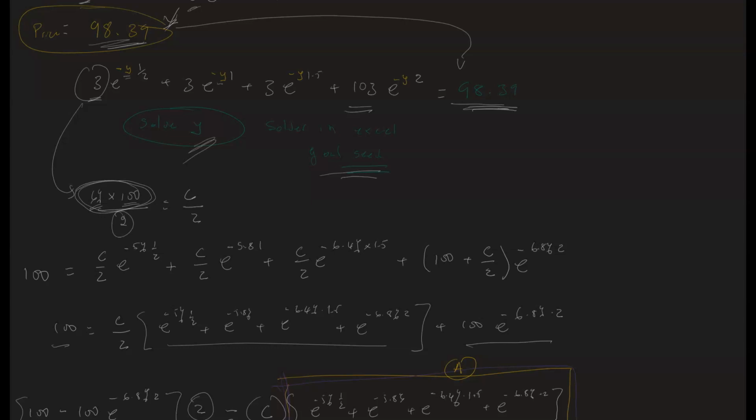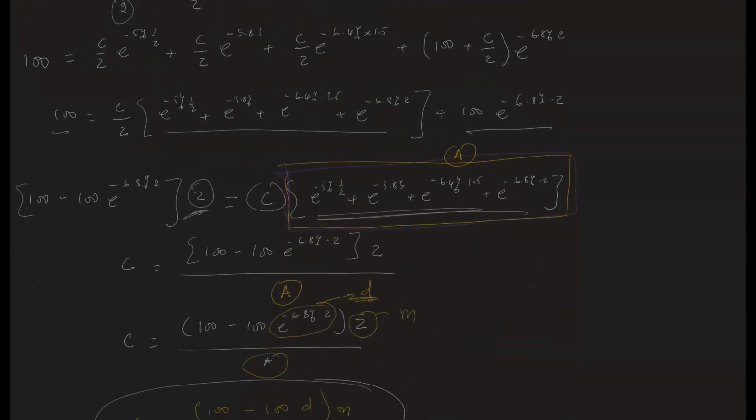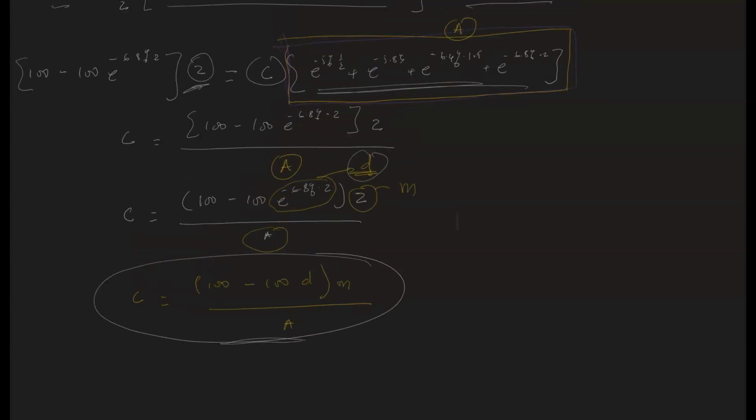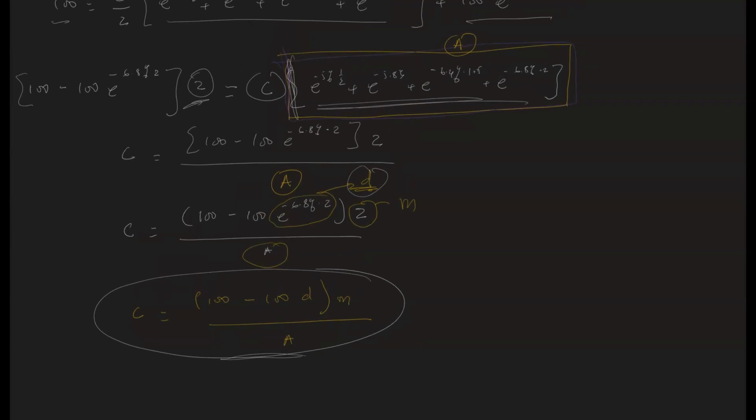And so when we did, we essentially found a coupon payment formula, and that formula was equal to the following. It was equal to 100 minus 100 multiplied by D multiplied by M, which is the number of compounding periods, divided by A, and A was this present value factor, which is the sum of all of these present values of a dollar. Now I'm repeating this here because we're going to be using this in a second.